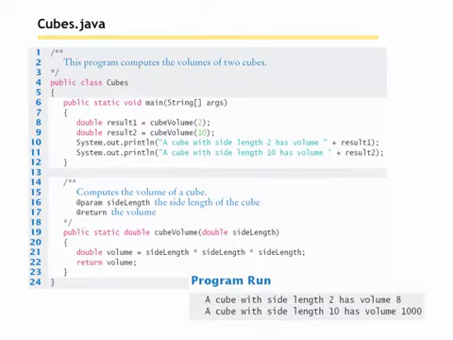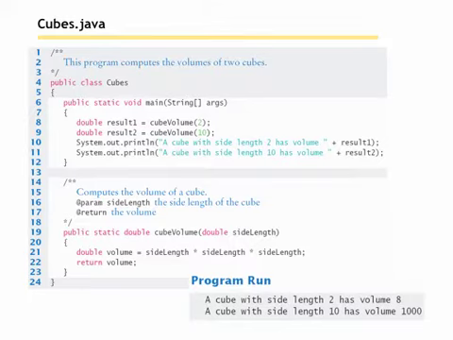So now 8 is sitting over there on the right-hand side of the equal sign, and it gets stored in the variable to the left of the equal sign. So result1 would then have 8. If we execute line 9, double result2 = cubeVolume(10), 10 is passed to sideLength. We create a variable called sideLength.